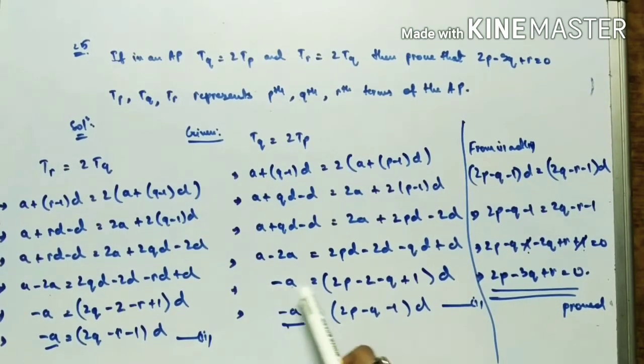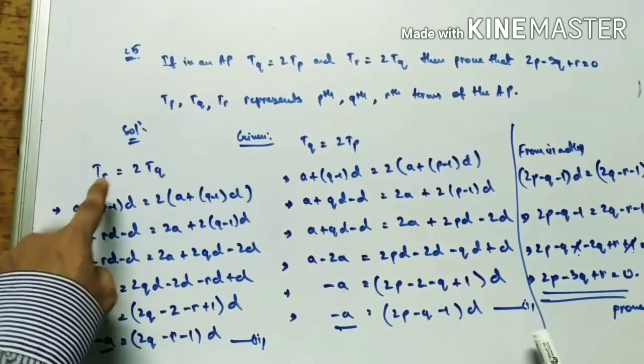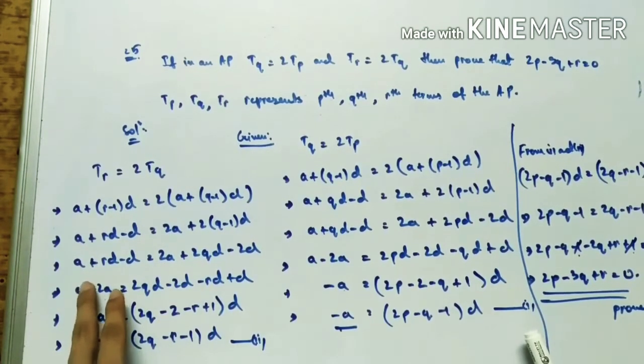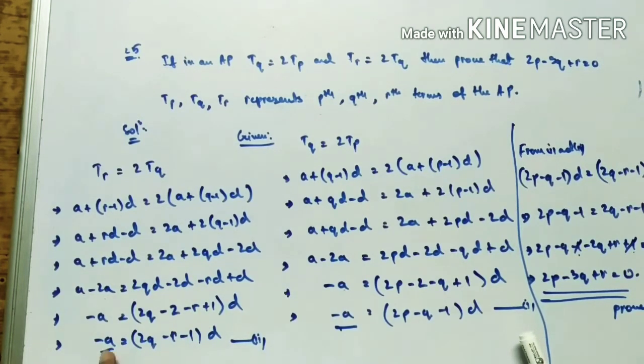This value is minus A. I take D common, and then ultimately I get minus 2 plus 1 minus 1, so this will be our equation 1. Similarly for the next one, I write the formula, multiply the 2, send twice A to the left hand side and everything else to the right hand side. Ultimately I get minus A is equal to (twice Q minus R minus 1) into D.